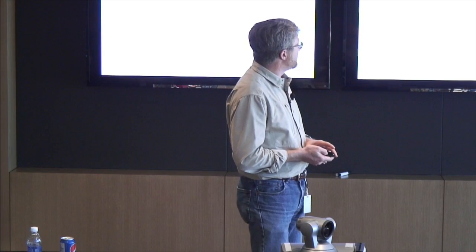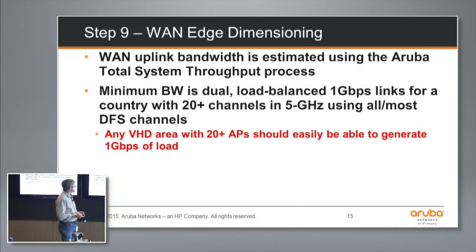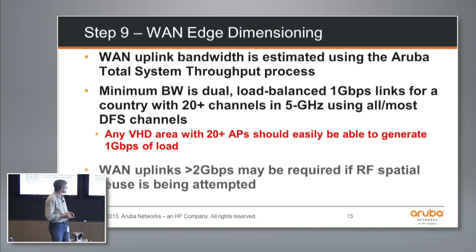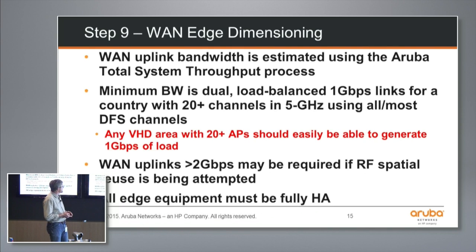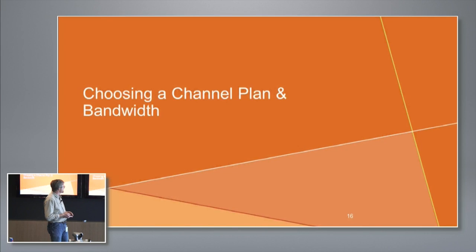On the WAN Edge, we'll get into the estimation process in a minute. But the meta point of this slide is you really should be planning for a gigabit or more of backbone capacity. A well-designed high-density network, particularly if you're using DFS channels, and I'm going to make that argument in a second, should easily produce a gigabit per second if it's offered to the network. And of course, it's going to be HA.